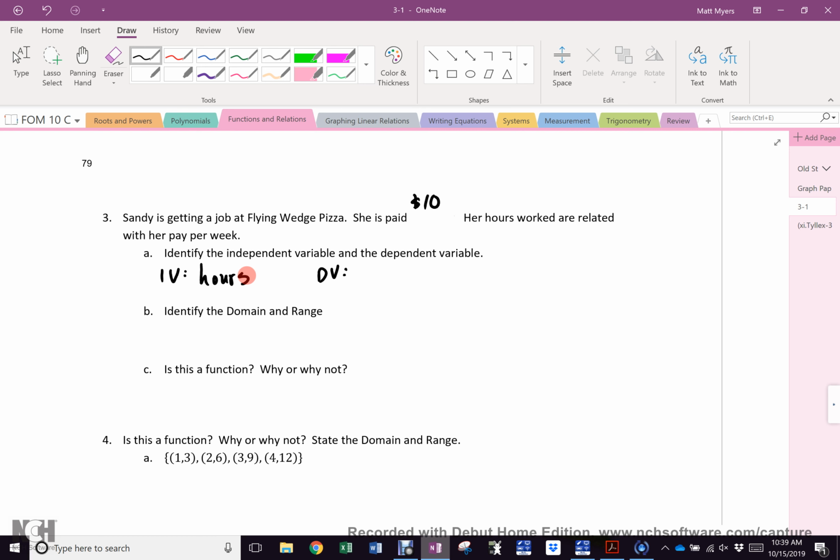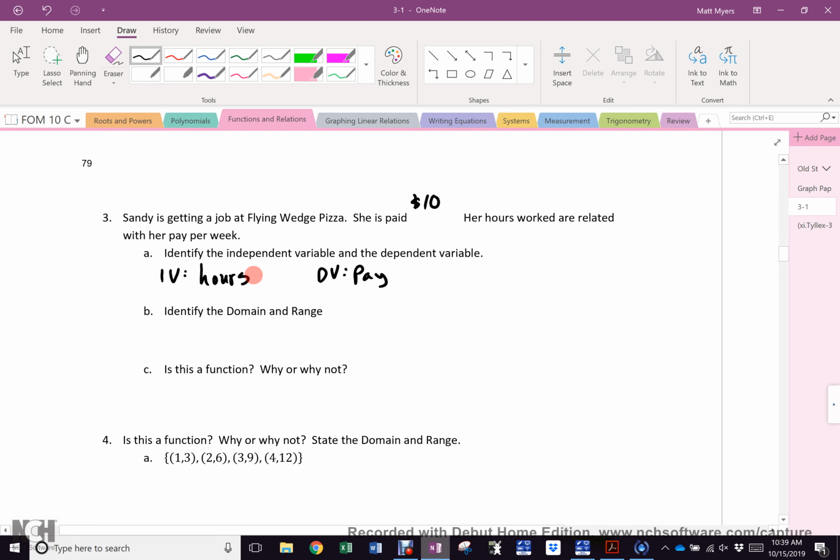I am on a salary. Good call. If you are paid by the hour and you do not go to your job, do you get paid? No. Do those hours still pass? Yes. So your pay depends upon your hours. Everybody understand? All right. Now, let's identify the domain and range.